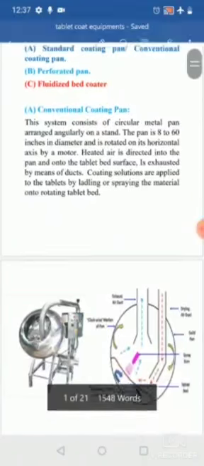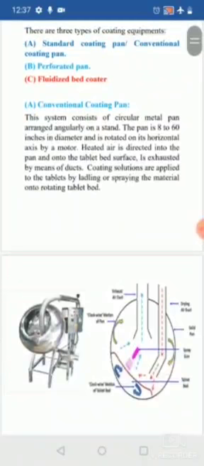So here you can see this is the conventional coating pan. It contains a circular metal pan, which is arranged angularly, fitted on a stand at a 45-degree inclined angle. When coming to the size of this coating pan, it is from 8 to 60 inches in diameter, and it rotates on a horizontal axis, fitted with a motor. Along with that you can see the various pipes, which are fitted for spraying the coating solutions or to spray the air.